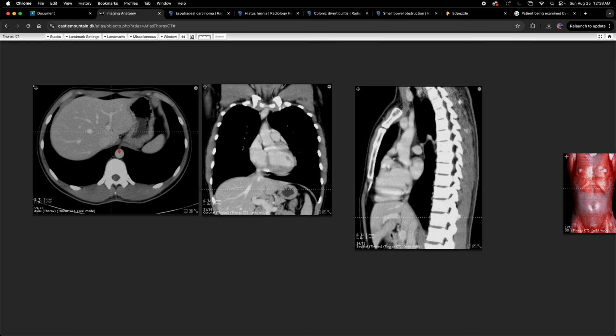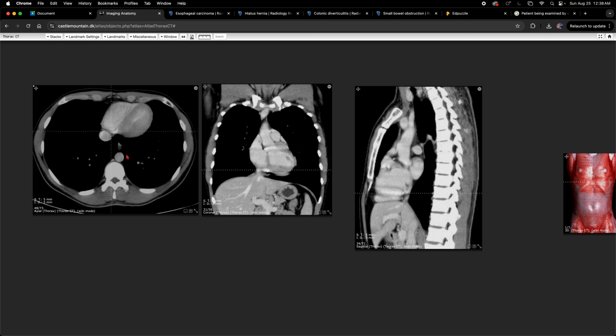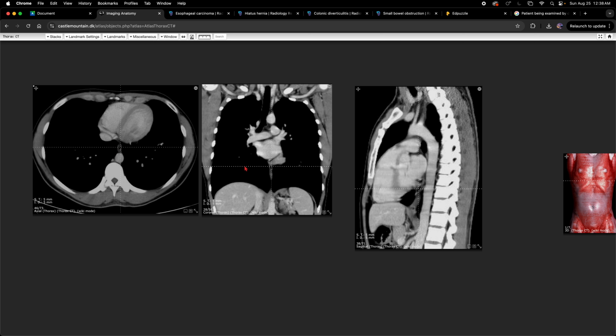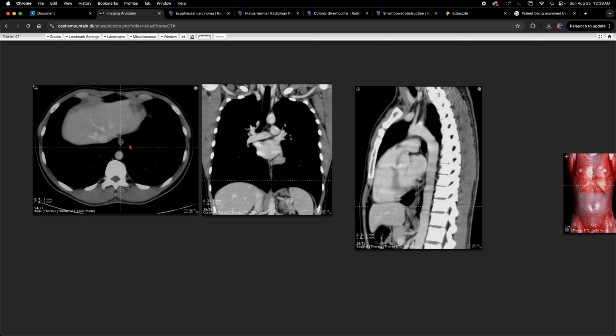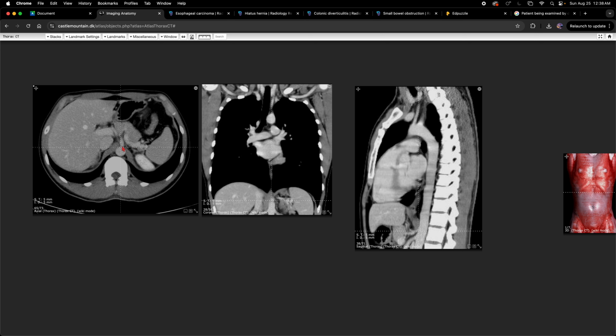If we move, say for example, to the esophagus higher up, we can see it on all three planes here. That's the esophagus, that's the esophagus. And if we identify then, let's try to find the pancreas. We can see the pancreas here.